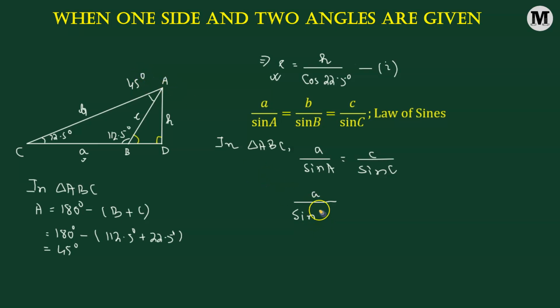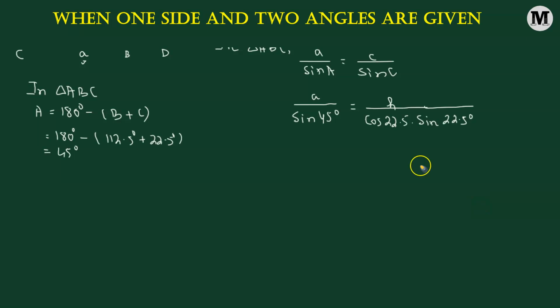So here we have a over sine 45 degrees, which is going to be equal to c. Here c can be replaced with h over cosine of 22.5 degrees, multiplied by the sine of angle C, so sine of 22.5 degrees. Let's further simplify. Here we have a over sine 45 degrees, so let's keep it as sine 45 degrees.